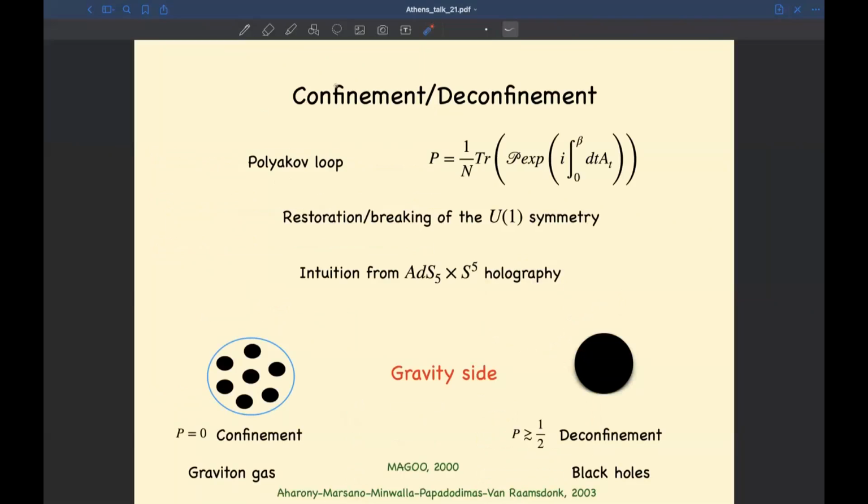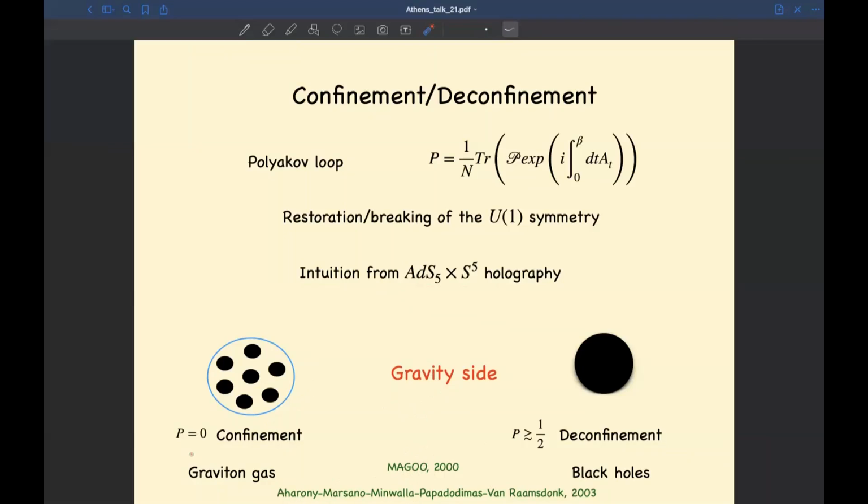So now I'm switching to discuss a little bit the confinement and deconfinement transition. An order parameter to distinguish between these two phases is the Polyakov loop defined as this. Here P is the path ordering, while A is the gauge field. Now, restoration or breaking of the U(1) symmetry, which is a symmetry of the Polyakov loop, signals a phase transition from confinement to deconfinement. And this is a very well established problem in AdS5 holography, which is discussed quite well in MAGOO. MAGOO is an acronym for Aharony, Marsano, Minwalla, Papadodimas and Van Raamsdonk, who are discussing quite well this picture.